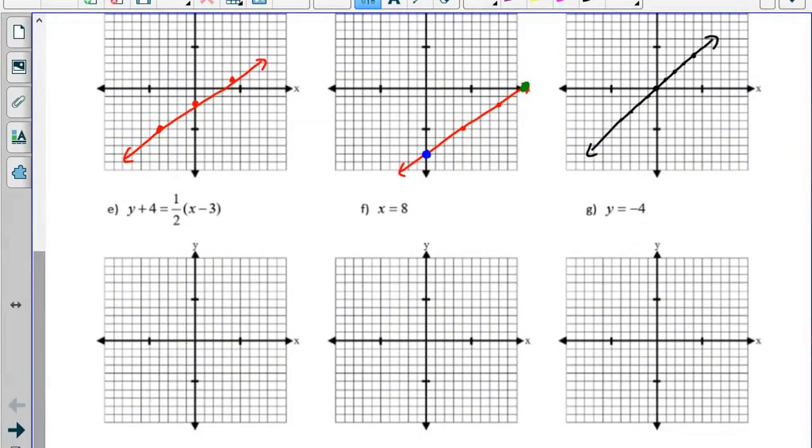I'm missing letter D for some reason on our worksheet, but letter E, y plus 4 equals 1/2 x minus 3. This is in point slope form. So my slope is 1/2, and my point, my ordered pair, is 3, -4.